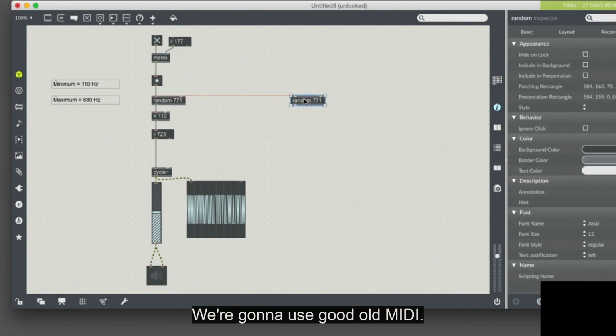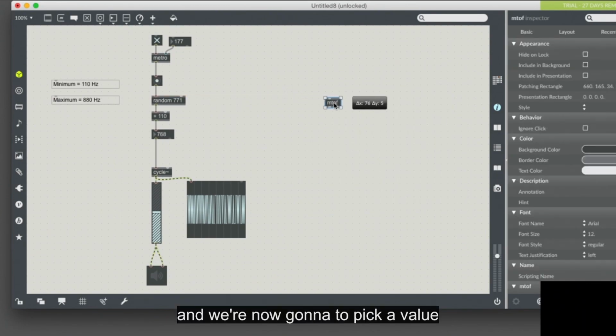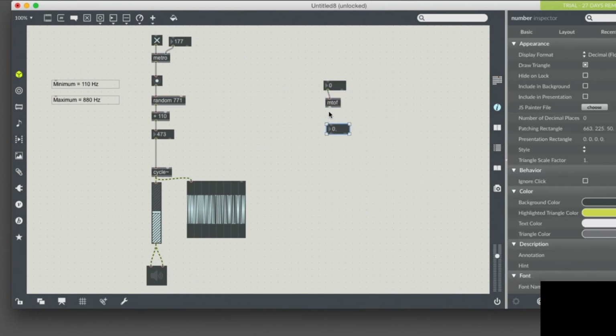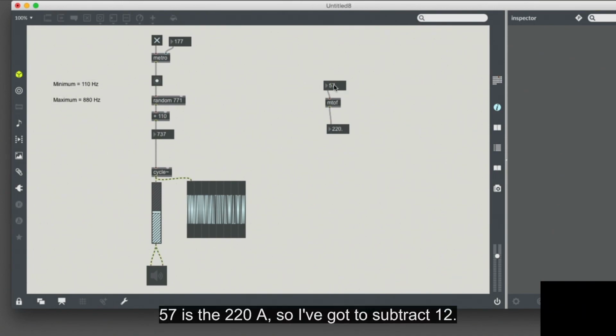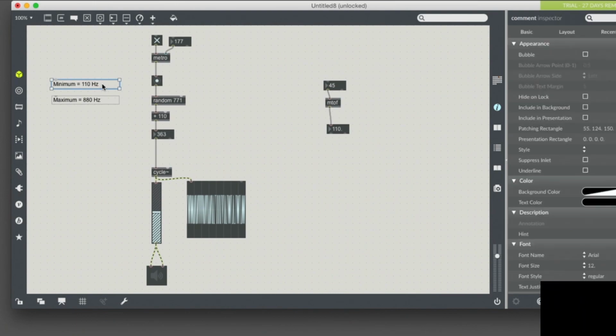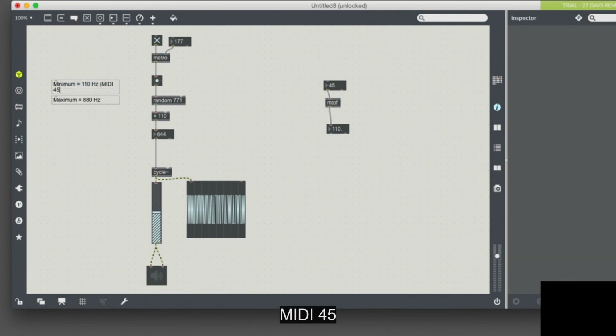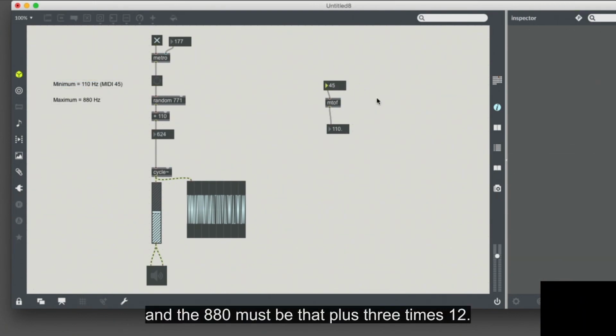Well, we're going to use good old MIDI. So we're going to go M2F, and we're now going to pick a value between, I forget. So let's let M2F tell me. I think if 60 is a C, then 57 is an A, and 57 is a 220A, so I got to subtract 12. 45 is going to be 110. So I'll just add my little documentation here, MIDI 45. And the 880 must be that plus 3 times 12.